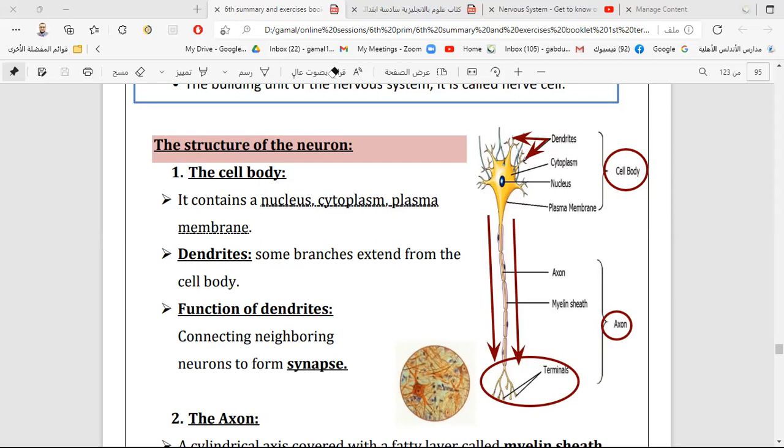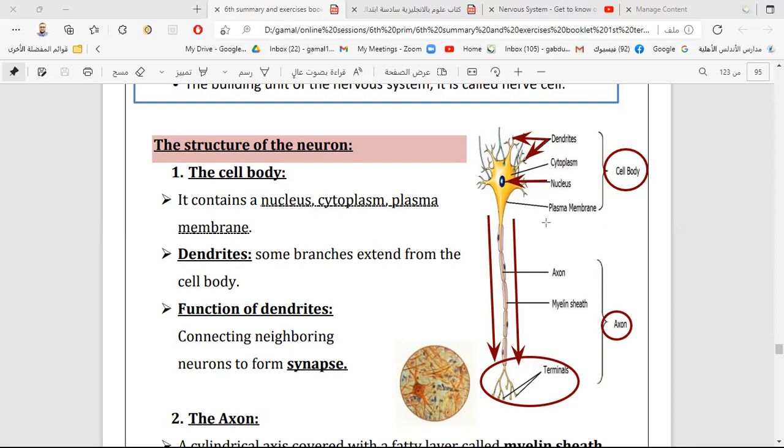And there is also a nucleus. In the center of the cell body, there is a nucleus. It is like the brain of the cell. The nucleus is like the brain of the cell.